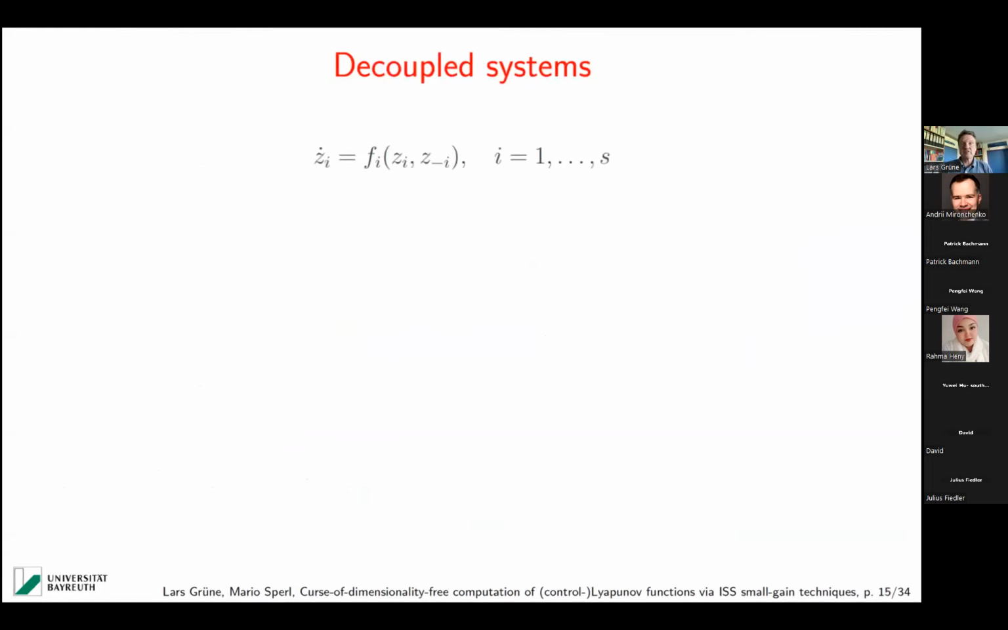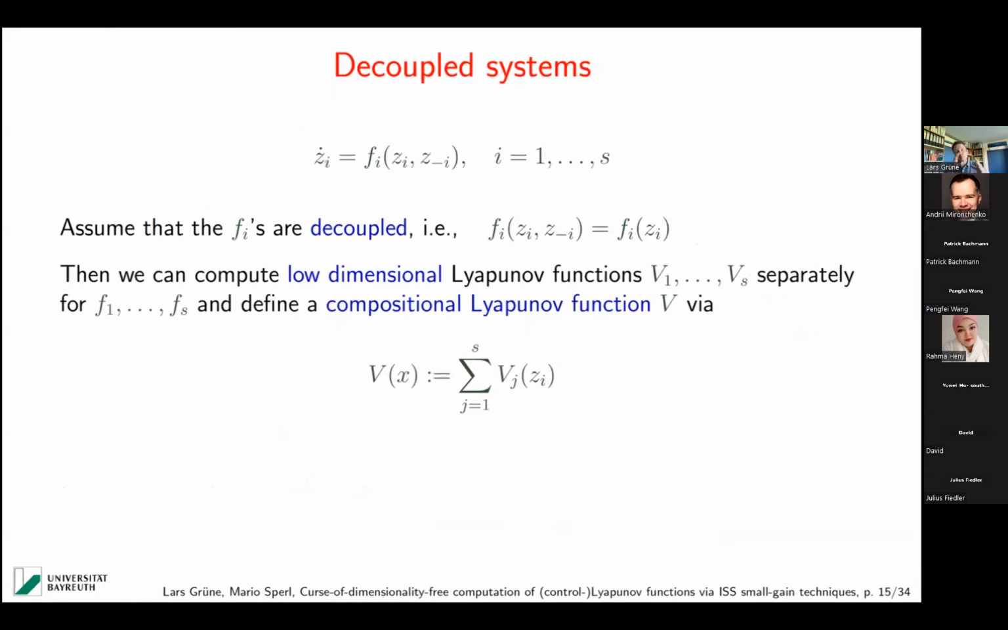Okay, so this is a decoupled system, or a system of decoupled differential equations of lower dimension. And let's for the moment assume that the F_i are decoupled, so that each F_i does not at all depend on z_{-i}, it only depends on z_i. And then you see immediately that you can compute low-dimensional Lyapunov functions separately for all the individual F_i, and then just add them up to get a compositional, or actually separable, Lyapunov function V via this formula. And it's a simple computation that shows you that this is indeed a Lyapunov function for the whole system then.